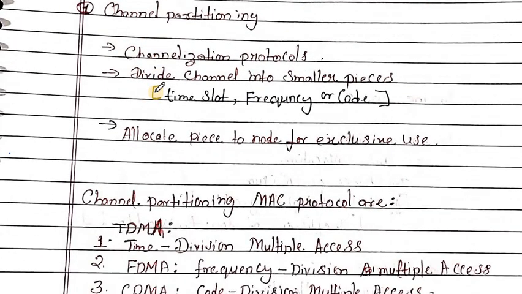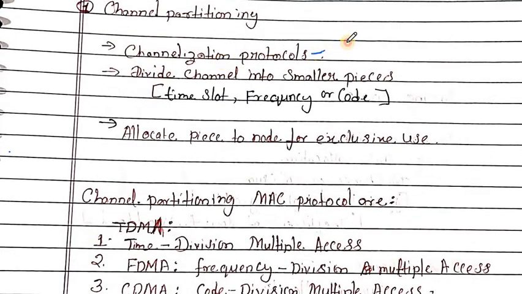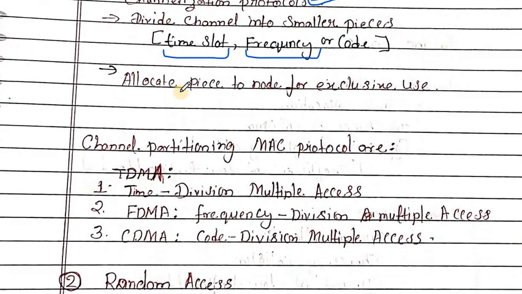Channel partitioning is also called channelization protocol. Here the channel is divided into smaller parts, on the basis of time slots or on the basis of frequency. We can divide the channel on the basis of time slot. We give each host its own time, at which only this host can transfer the data. We allocate a piece of the channel to the node for exclusive use.